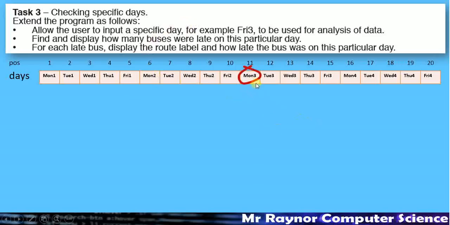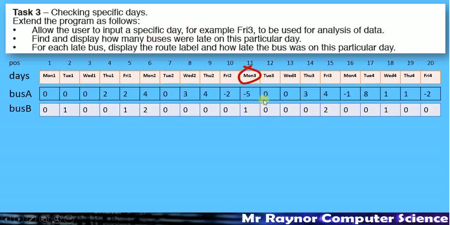If I choose Monday 3 as my input, I can look at this array and basically compare it with the other arrays. I've just shown bus A and B here to keep it short. So for example, if we're looking at bus A on Monday 3, it's got a -5. If I'm looking at bus B, it was a positive number, 1. So bus A was the only one that was late there.